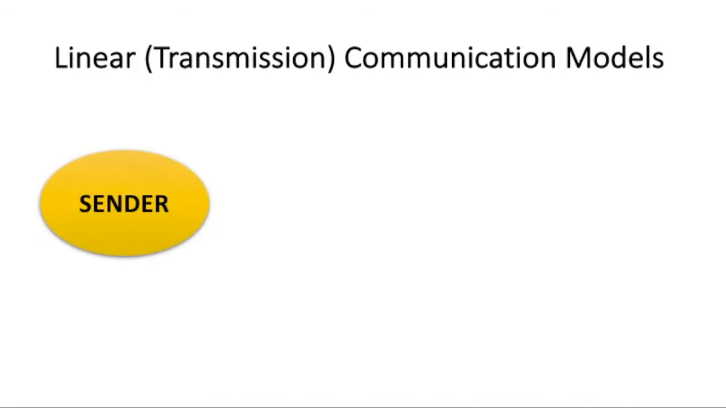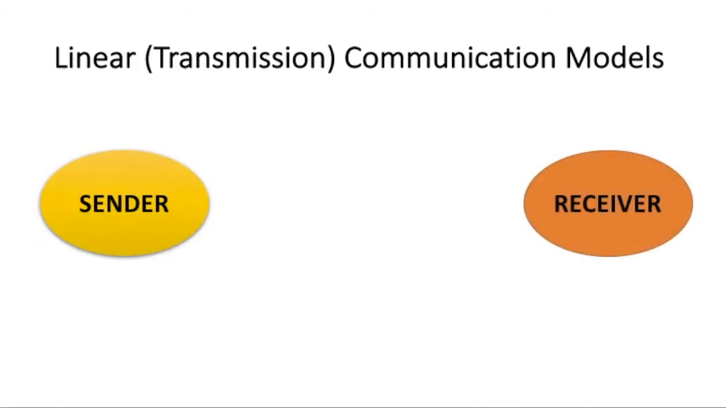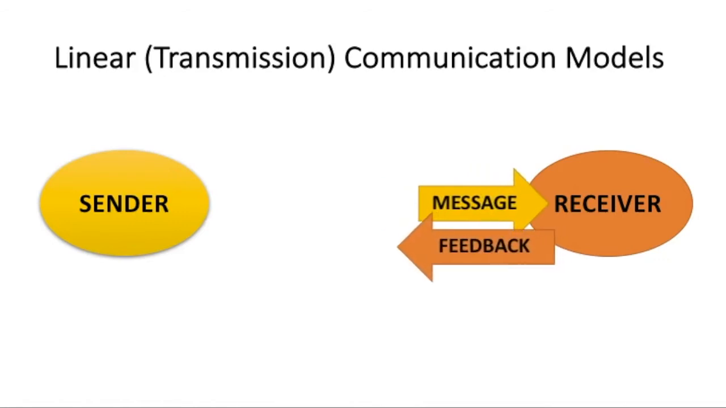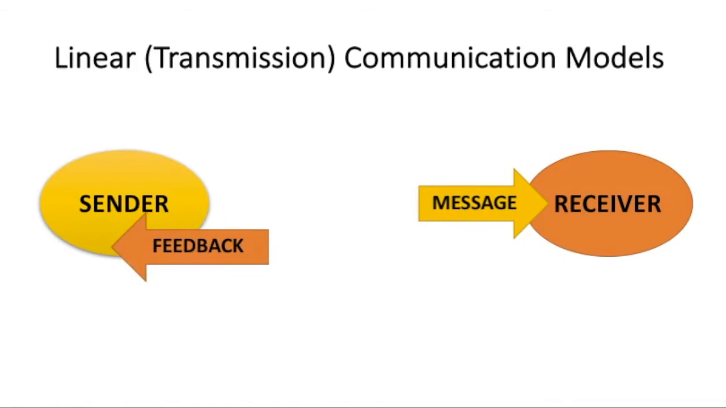These models propose that there is always a sender and a receiver, and that the sender sends the message to the receiver, who may or may not send feedback back to the sender. Another way of conceptualizing communication is through transactional models, and these are the types of models that we're going to be using primarily within this course.